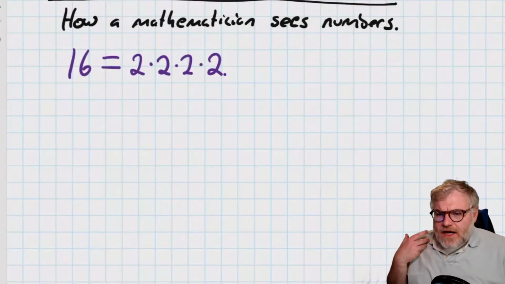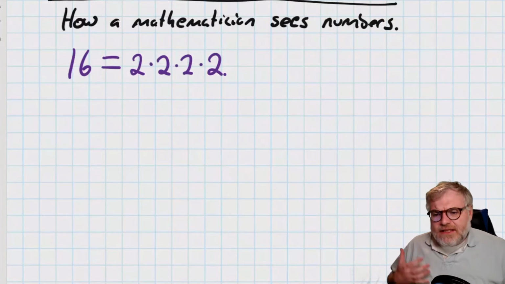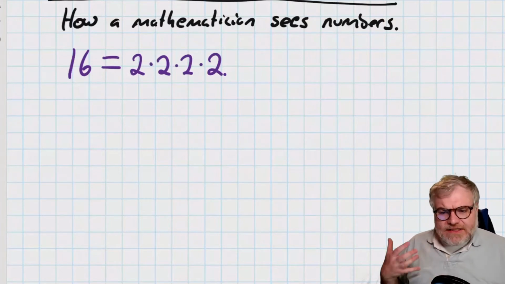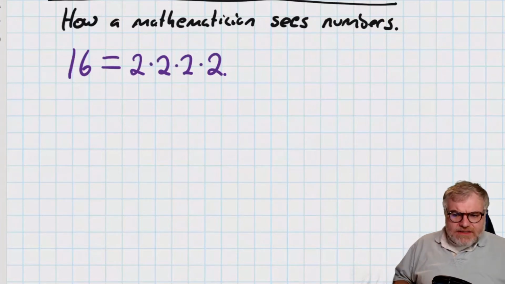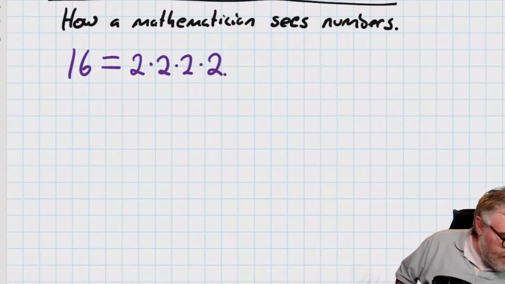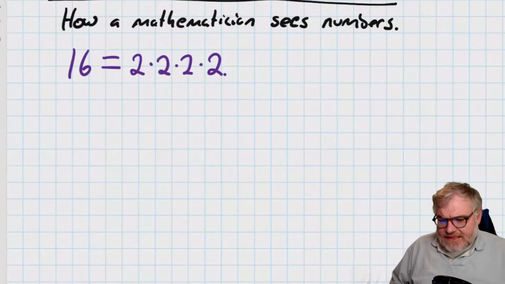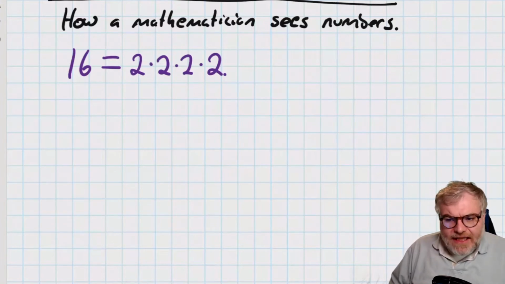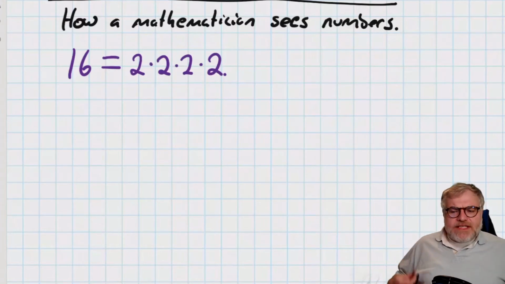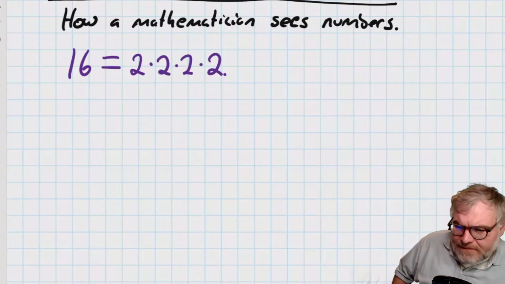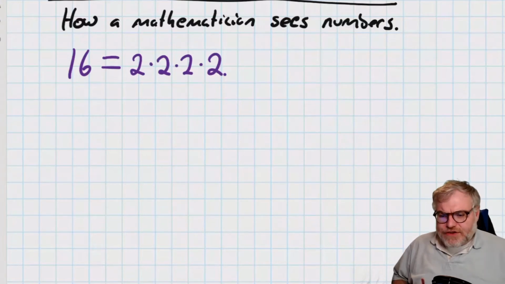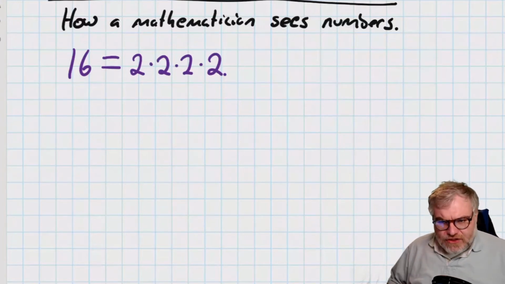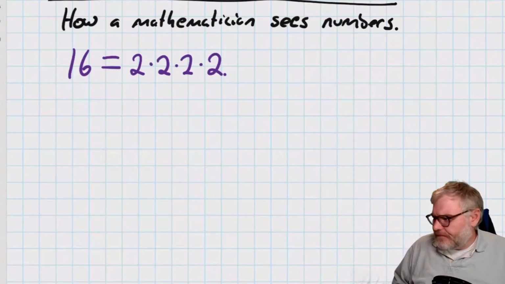Okay, so let's talk about how a mathematician sees these numbers. Let's try the number 16. Now, you may think of 16 as something slightly bigger than 15, or you may think of 16 as something like 8 times 2 or 17 minus 1. But when a mathematician sees 16, what a mathematician sees is the prime factorization: 2 times 2 times 2 times 2. He sees 4 twos.